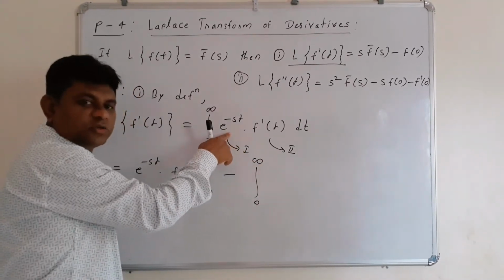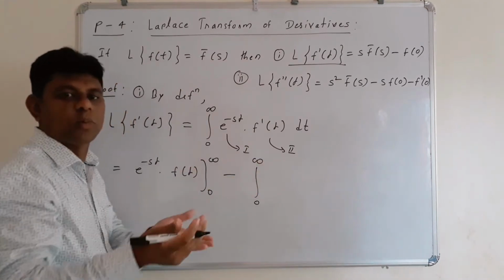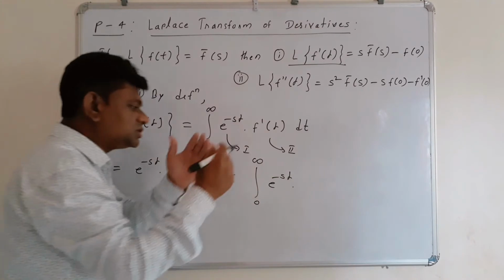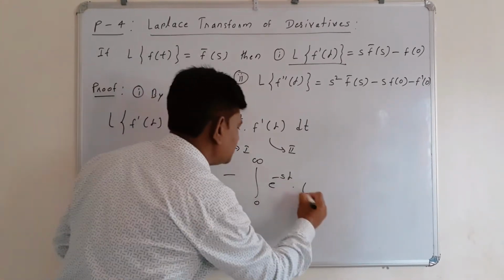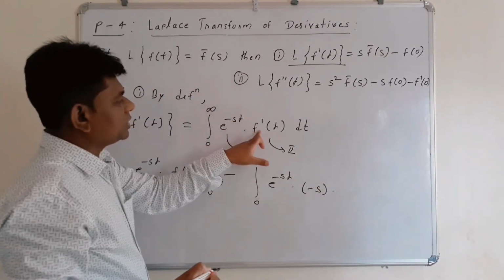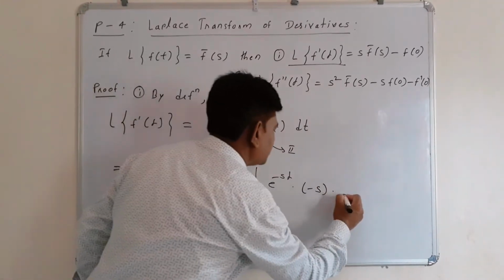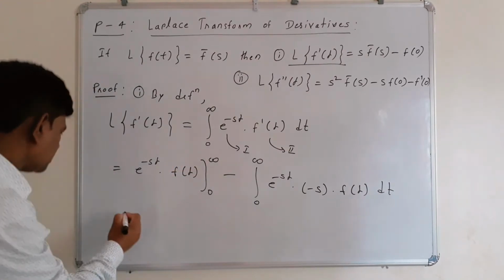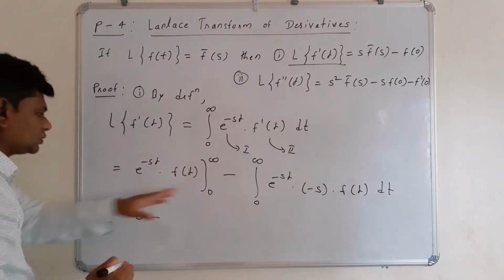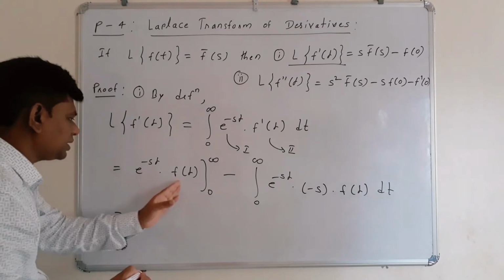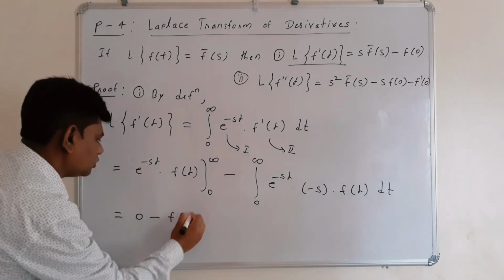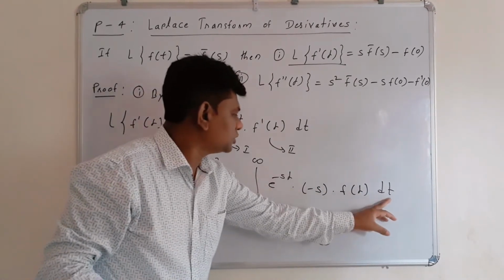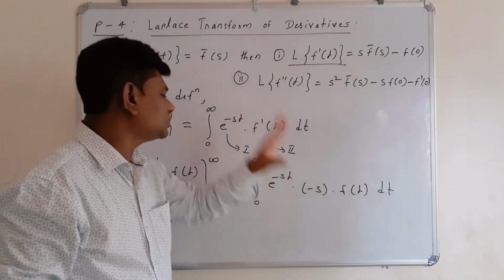Now the derivative of the first function, the derivative of e to the power minus st, the answer is e to the power minus st times the derivative of minus st, which is minus s. Now the integration of the second function, the answer is f(t) dt. Now if we put the upper limit, we will get 0, minus the lower limit, e to the power 0 is 1, times f(0), minus. Now this integration is with respect to t, therefore this minus s is constant with respect to t.